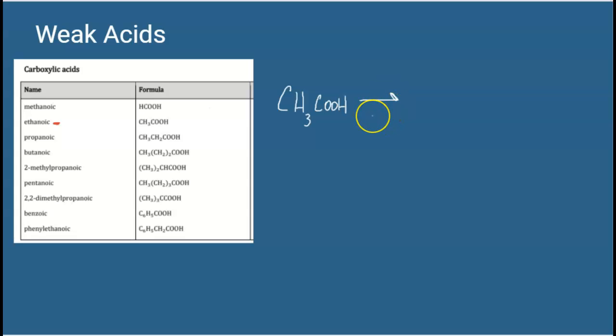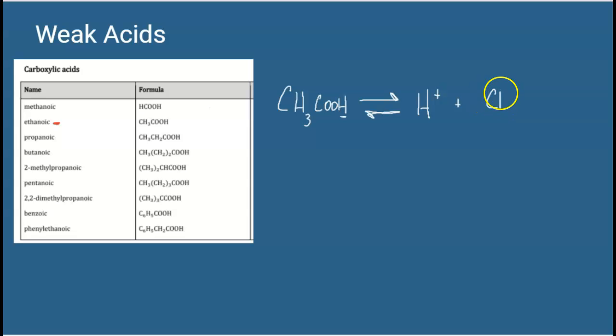And so these I show with the reversible arrows because they do reach an equilibrium between the dissociated form of the acid and the full form of the acid. When it dissociates, again, you get the hydrogen ion in solution. That's this hydrogen right here. And then you get the remaining anion, just like we did with strong acids. It's just a different anion.